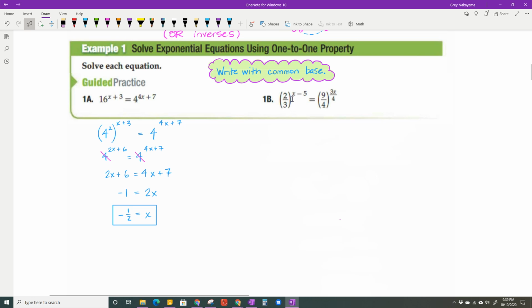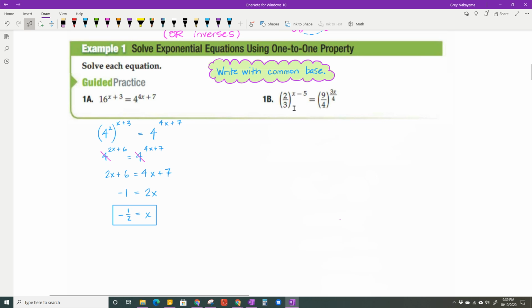So as I said to somebody recently, it's much better to use the parentheses. You could put parentheses over here. You don't have to have them because it's not a fraction, but it doesn't hurt. And so Delta Math won't count it wrong, but it will count it wrong if you don't put them on fractions. So looking at my bases, they're not the same.